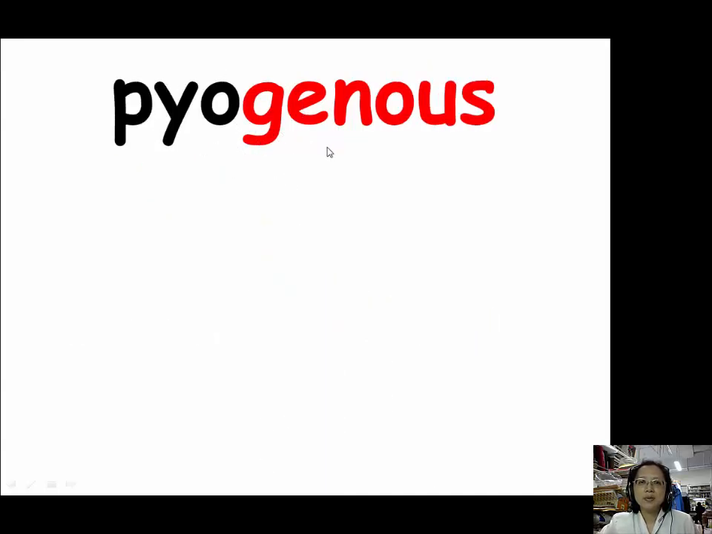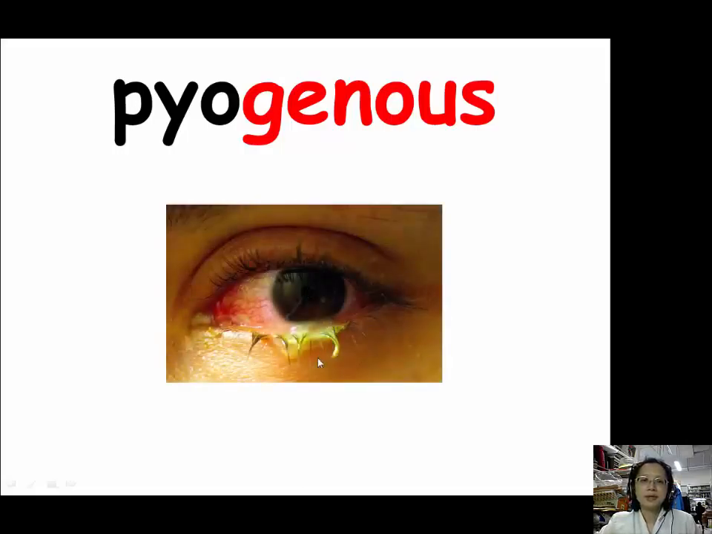Our next example for genous is pyogenous. Pyogenous, sometimes we also use purulent, means caused by pus. Like this eye looks yucky because it has pus. We can say the eye looks yucky because it's pyogenous.